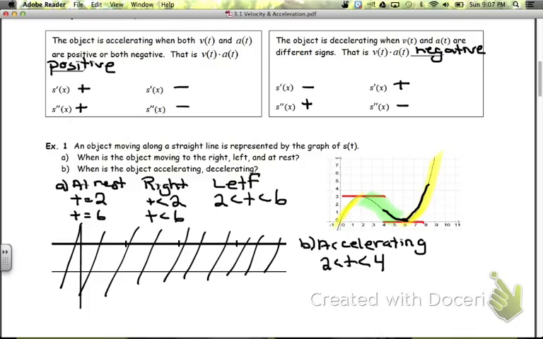So our accelerating is going to be between 2 and 4, and also when t is greater than 6. And then decelerating, which we have talked about a little bit, when it needs to slow down, we know it's going to be between 4 and 6, as I showed you above, and also when t is less than 2.